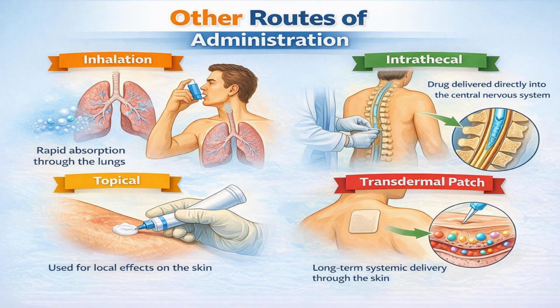Other routes of administration include inhalation, which allows very rapid absorption through the lungs. Intrathecal administration, which delivers drugs directly into the central nervous system. Topical administration, used for local effects on the skin. Transdermal patches, which provide long-term systemic drug delivery through the skin.